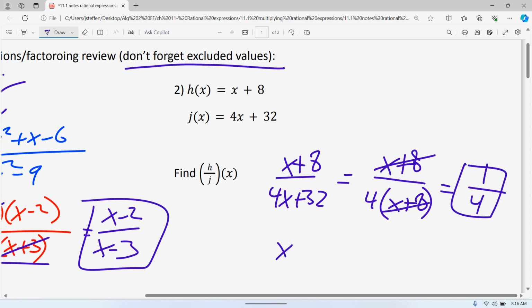And for this one, the excluded value, x cannot be equal to -8. You don't have to worry about that 4. That 4 isn't multiplied by anything. It's only what makes that denominator 0. The only thing that will make that 0 is -8. If you try -4, it doesn't work. It doesn't give you 0.